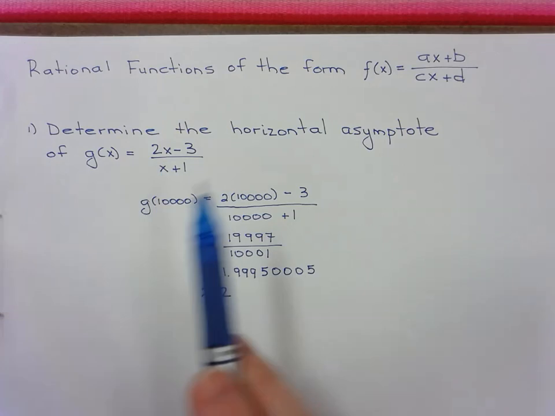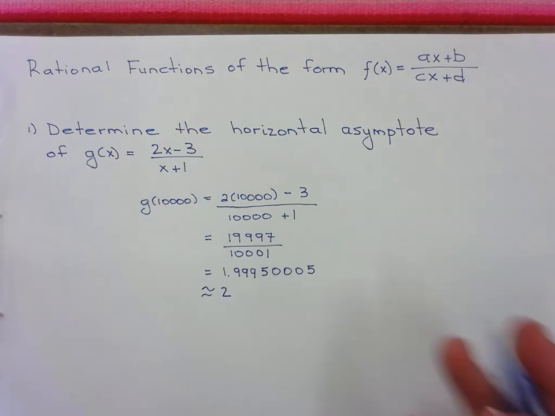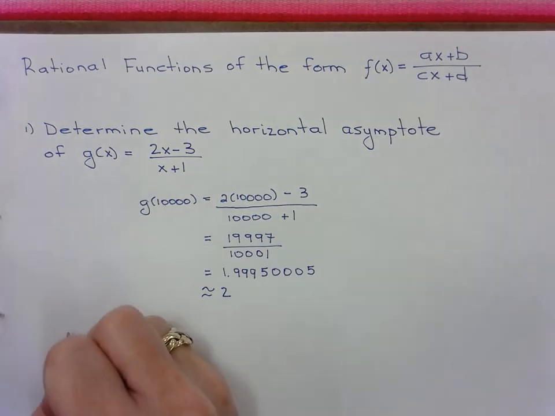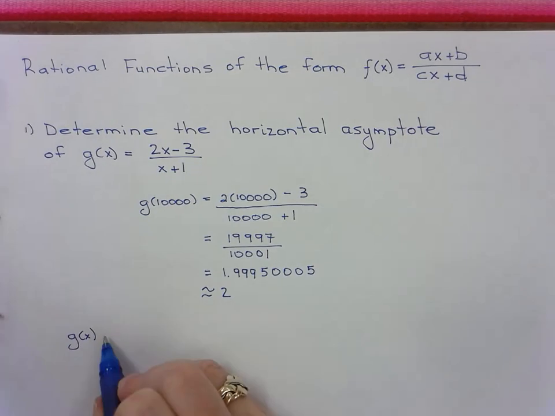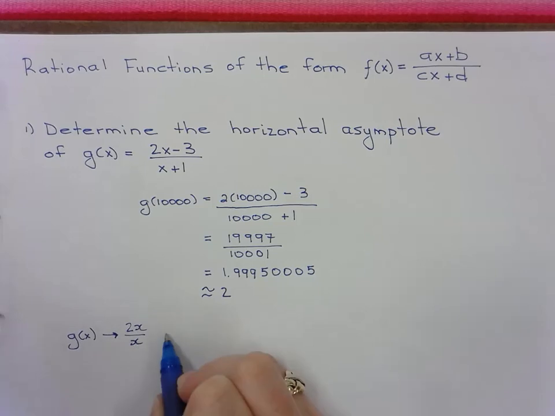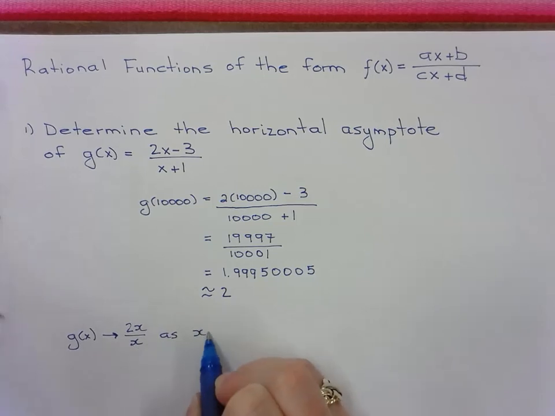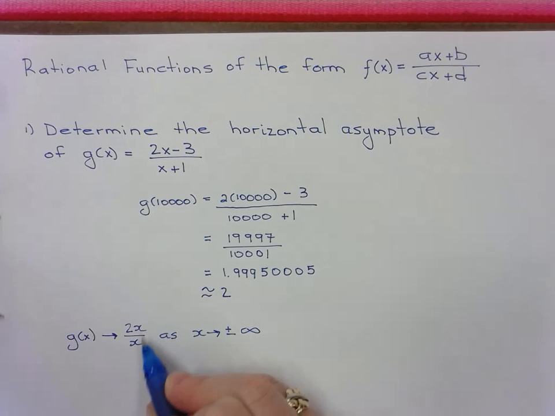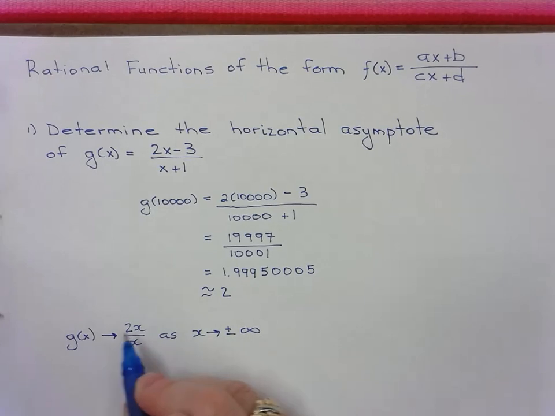So we're going to ignore those insignificant terms of g of x equals 2x minus 3 over x plus 1. So if we ignore the insignificant terms, then g of x approaches 2x over x as x approaches positive and negative infinity. So as x is getting really large, we can ignore the insignificant terms, so g of x is going to get closer and closer to 2x over x.